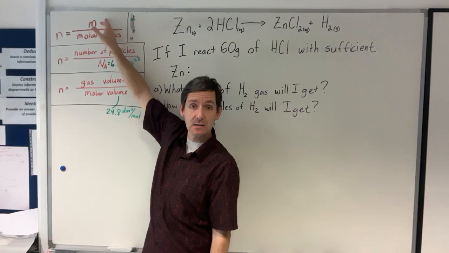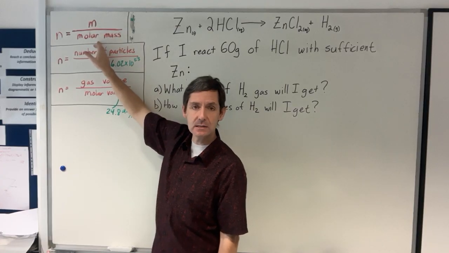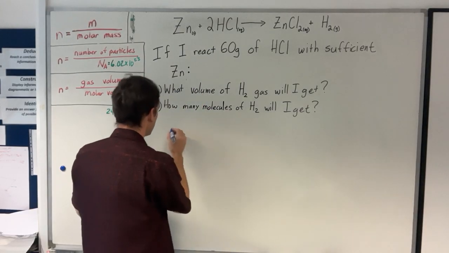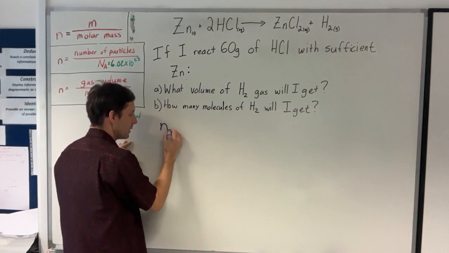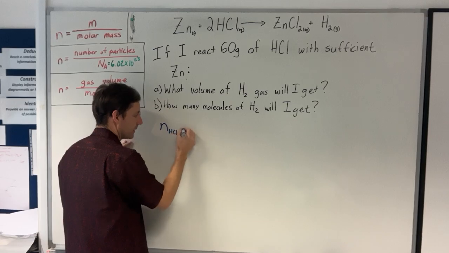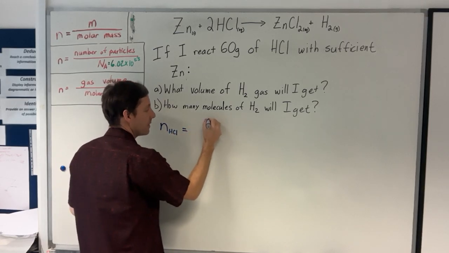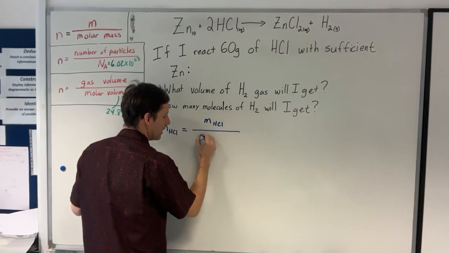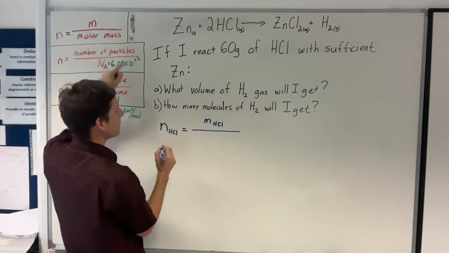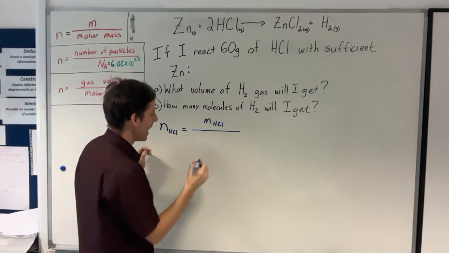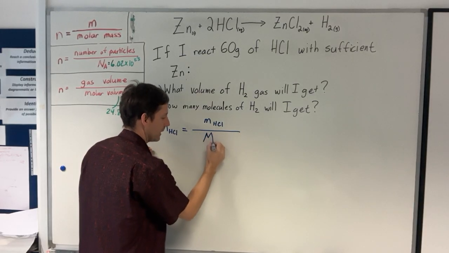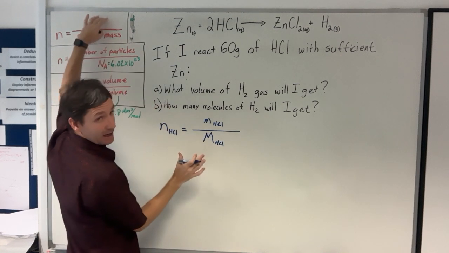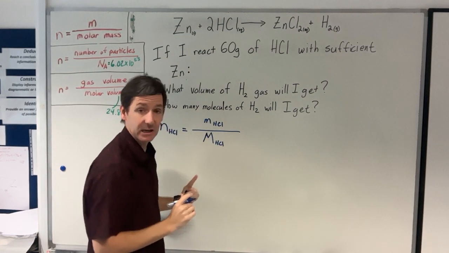The mass divided by the molar mass will give me the moles. So I'm going to write that down. I'm going to write down the moles of HCl is equal to the mass of the HCl divided by the molar mass. Now molar mass, I've written out molar mass here. In class, we often use the capital M for the molar mass, okay? So this is just that equation that I've rewritten with the HCl's on there.